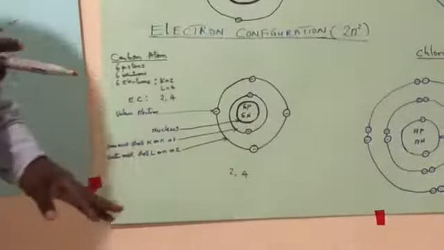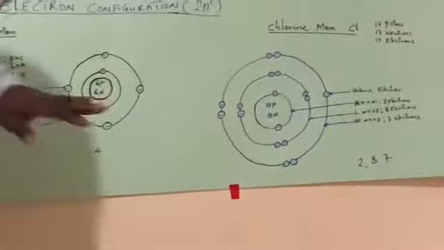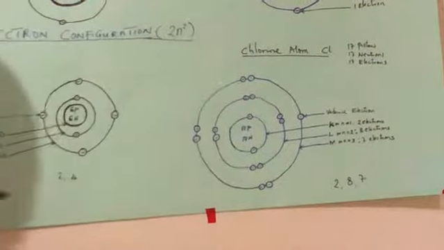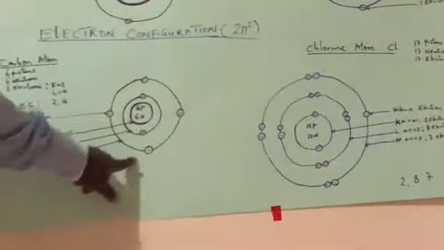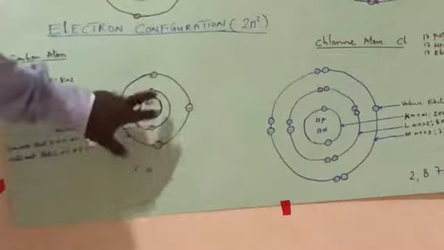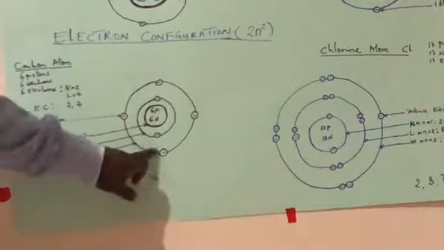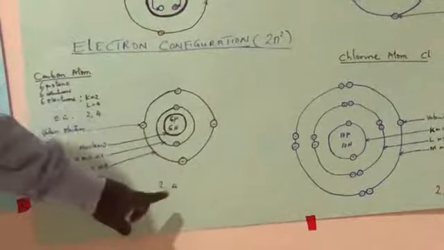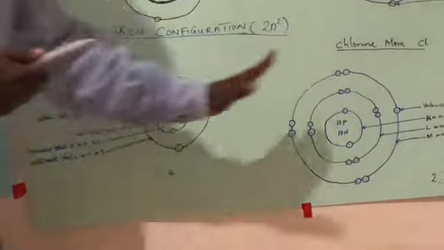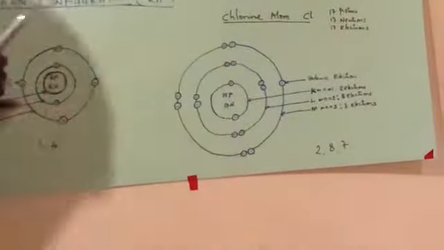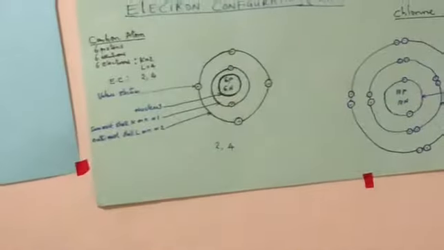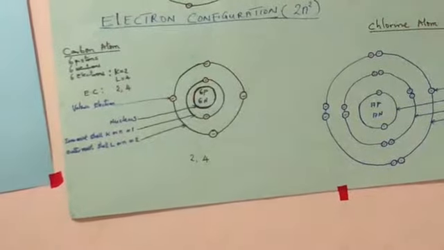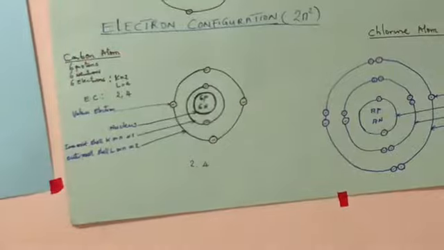Chlorine again, these are atoms of the same element. This is how atoms are represented. With carbon, the first shell has 2 electrons, then the last shell, the outermost shell, has 4. With chlorine, the configuration is 2, 8, 7. Chlorine is supposed to be 2, 8, 7.